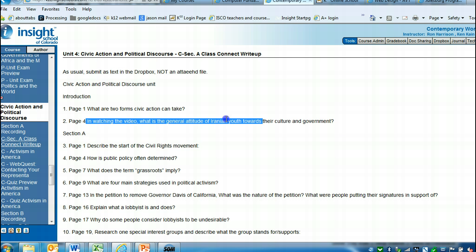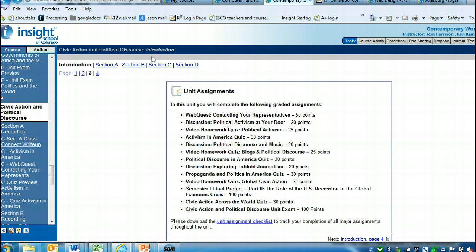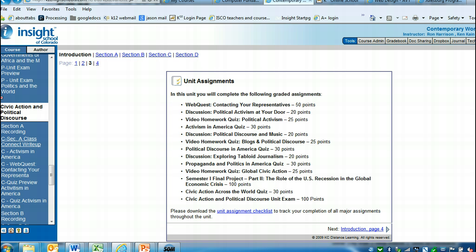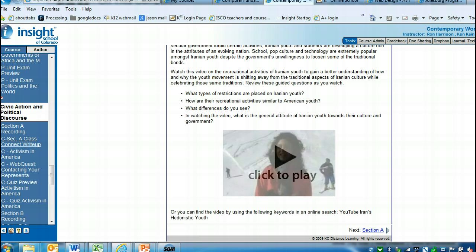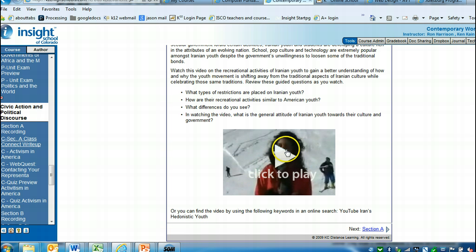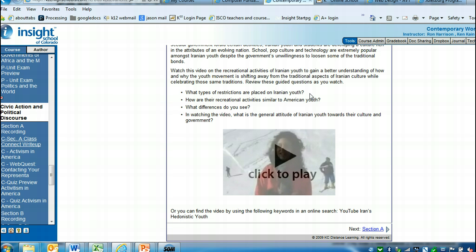Okay, page 4. In watching the video, what is the general attitude of Iranian youths towards their culture and government? So that's right here on page 4. This is a video about Iranian youth, and you learned a little bit about them in the last unit or 2 units ago. But go ahead and watch this unit. And this is actually the question you're going to be answering: the general attitude of Iranian youth toward their culture and government. So you want to look for this response as you watch that video.